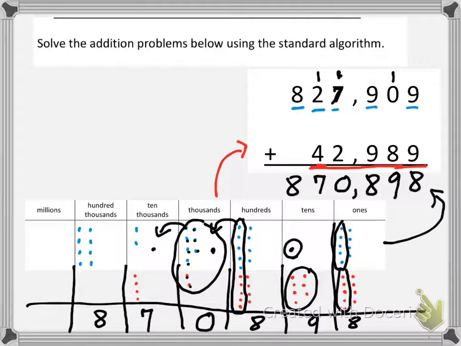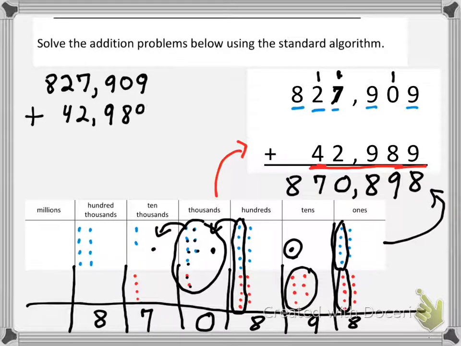All right, well, without the interruption of using the place value chart, let's actually do the standard algorithm way without the interruptions. So 827,909 plus 42,989. So we're going to start in the ones and work ourselves over. 9 plus 9 in the ones column is 18. Put the 8 down, carry the 1.